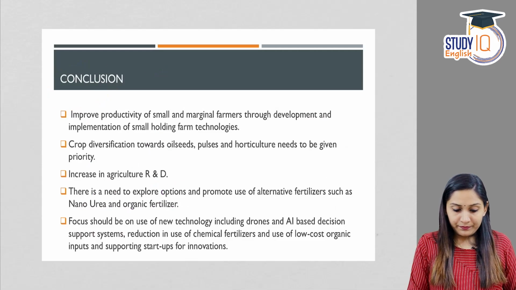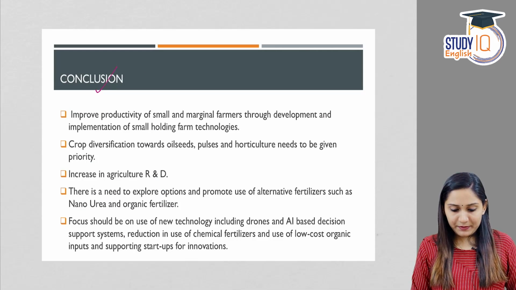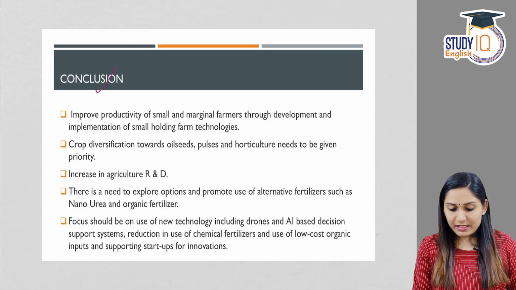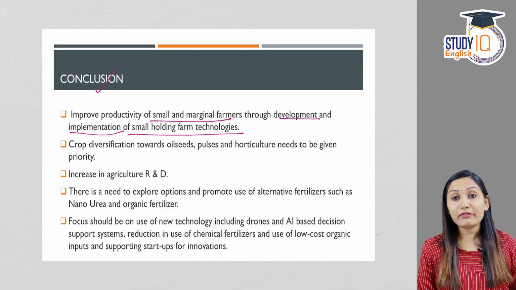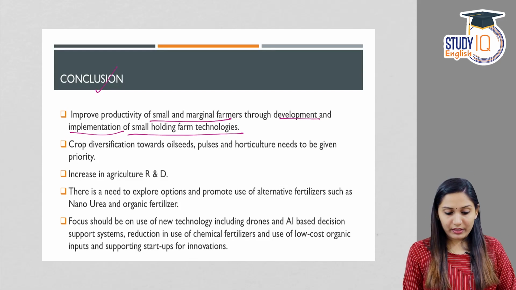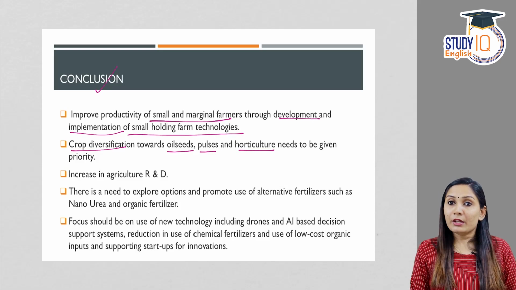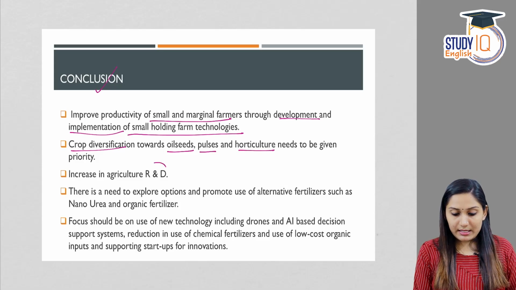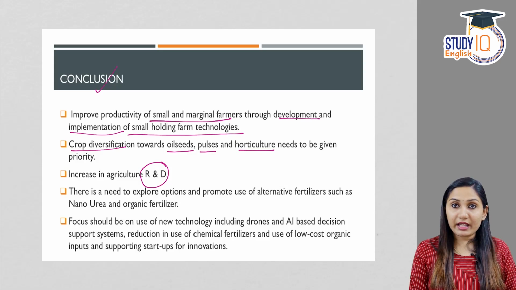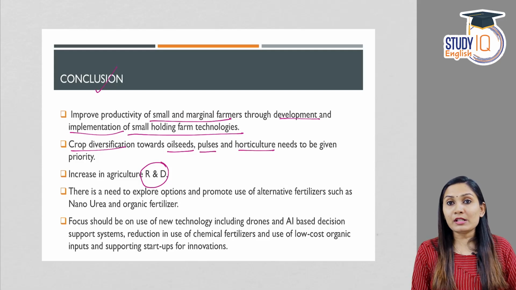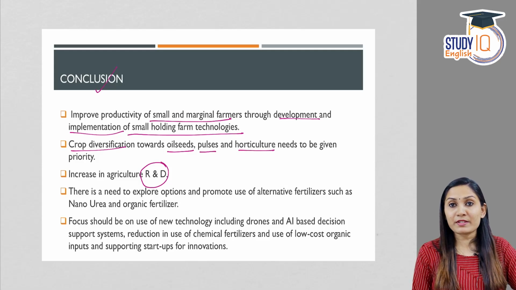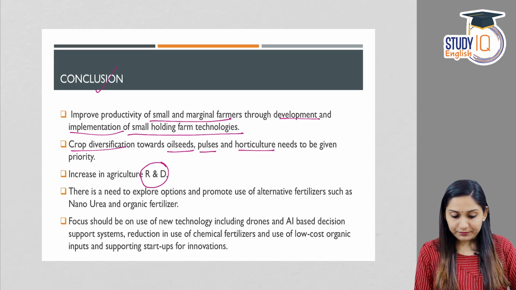fertilizers. And coming to the conclusion of this chapter, improving productivity of small and marginal farmers through development and implementation of small-holding farm technologies is a target of the government. Then, crop diversification towards oilseeds, pulses and horticulture needs to be given priority to become self-sufficient. And there is an increase in research and development in agriculture because the output is high as compared to other types of subsidies given to agriculture.